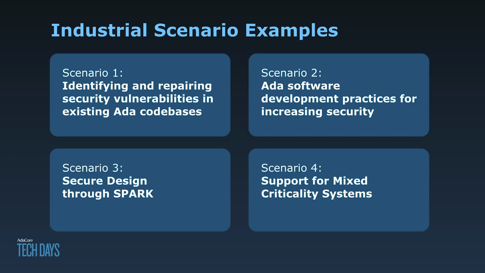Now, you'll see in the booklet that we've considered 4 broad areas where security needs to be tackled in different ways. And probably most of your projects fall into these 4 big areas. So scenario 1 is identifying and repairing security in existing Ada code. And that's where you make the most of GNAT warnings.